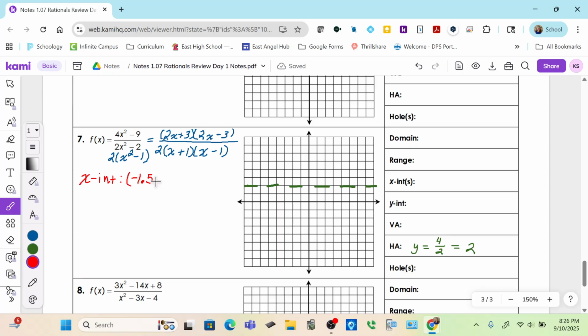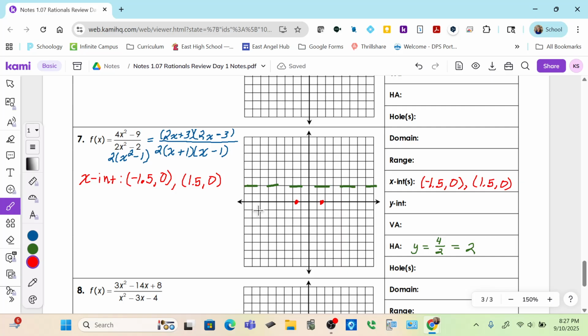So negative 1.50 is one x-intercept. The other x-intercept, I'm going to add 3 and divide by 2. So that's going to be a positive 1.50. So I'm just going to go ahead, write them over here again, negative 1.50, 1.50. Those are my x-intercepts. So I'm going to place those on my graph. I know that my graph is going to intersect the x-axis at these 2 points.